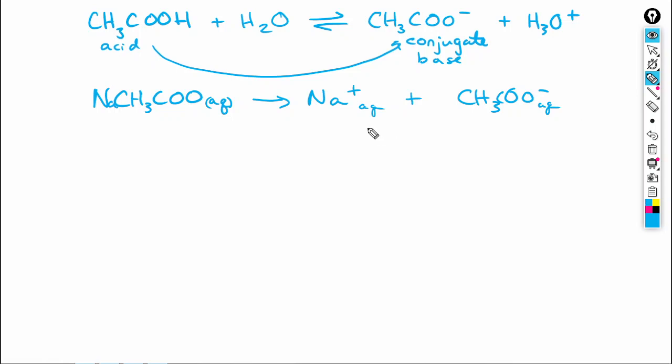And it turns out that these ions have the potential to change the pH of the solution when it's dissolved in water. In order to figure out whether or not a salt will change the pH of a solution when it's dissolved in water, I first have to figure out what ions it dissociates into. In this case, it's sodium and acetate. Then I have to look at each ion separately. The sodium ion. The first question I have to ask is, can that sodium ion act like an acid?